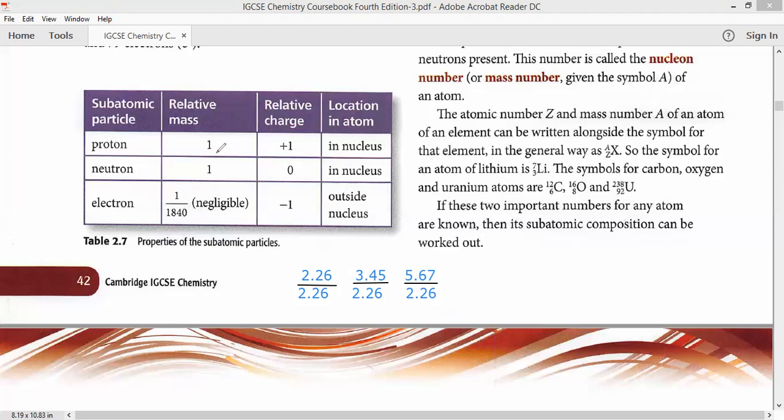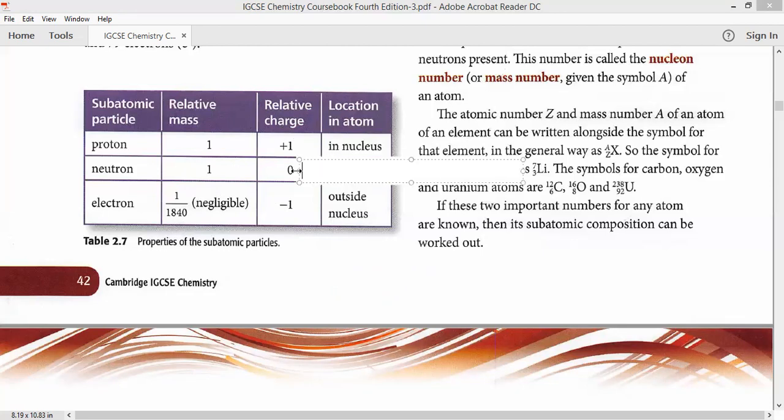In a similar way, we have converted these mass values into 1. They were almost equal, so they were 1 and 1. The same happens with this one. This is not just charge, this is the relative charge of proton and electron. So it's +1 and -1. The electron's mass is very small. You need to memorize this value as well as the relative charges. Neutron, however, is 0.